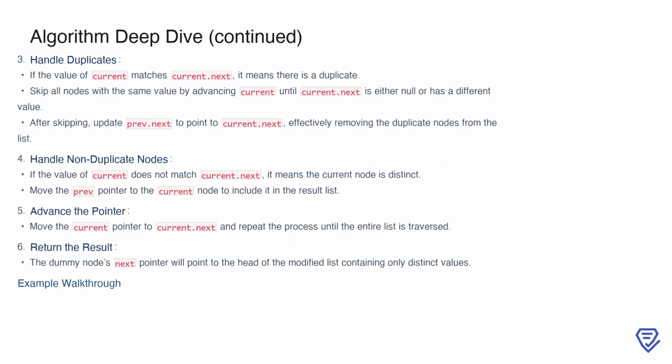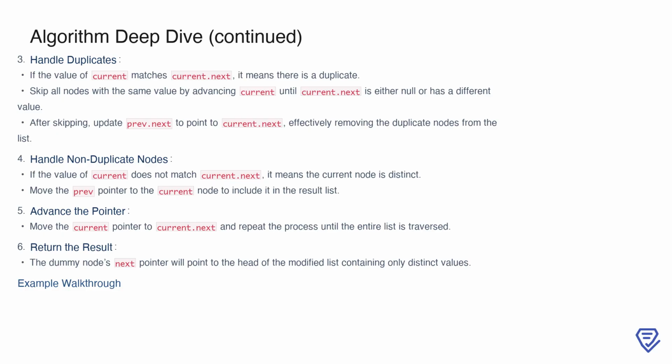When duplicates are identified, meaning the value of current matches current.next, we skip all nodes with that value by advancing current until we reach a node with a different value or the end of the list. Once the duplicates are skipped, we update the previous.next pointer to point to current.next, effectively bypassing and removing the duplicate nodes from the list. On the other hand, if the value of current does not match current.next, it indicates that the current node is distinct. In this case, we move the previous pointer to the current node, ensuring it remains part of the result list.